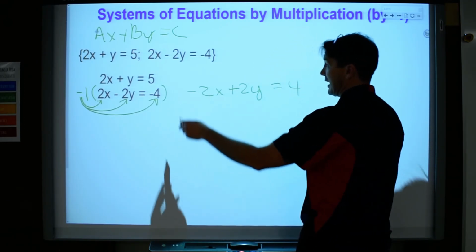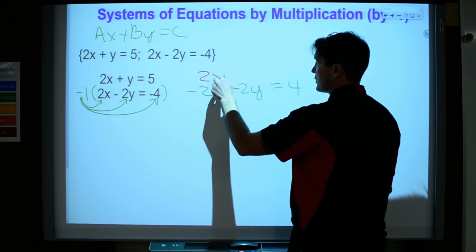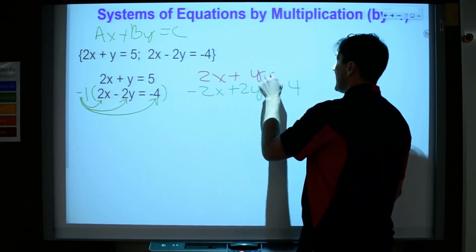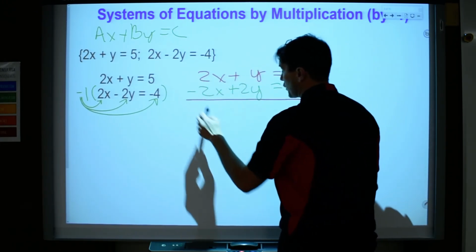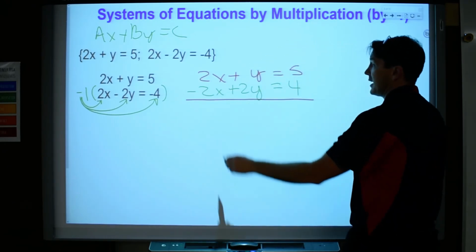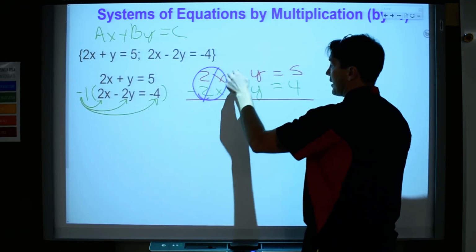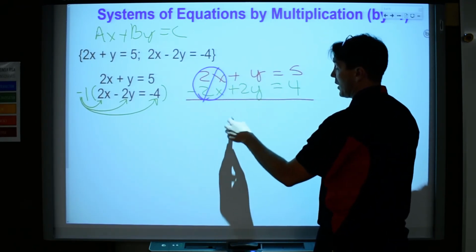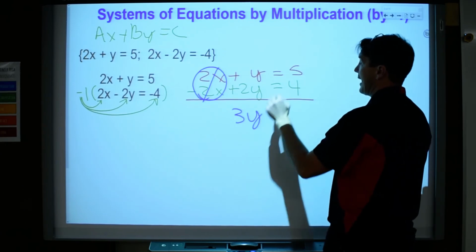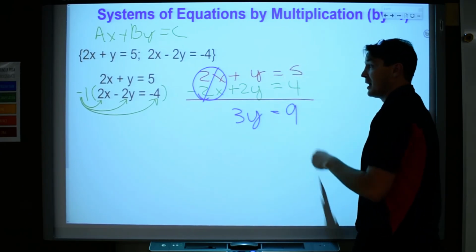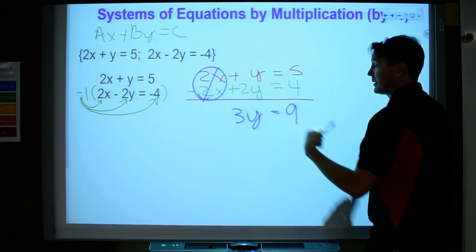Now we take the other equation, which we have not changed, we put it above it. And now when we go to add them, after we multiply by -1, is, well, 2x minus 2x, well, look at that. That's 0. Y plus 2y is 3y, and 5 plus 4 is 9. Did we eliminate a variable? Yeah, we eliminated x.